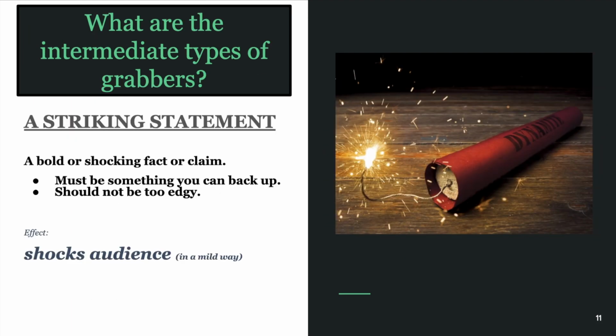An example of an intermediate type of grabber is a striking statement, a statement that kind of has pop to it. So it's a bold or shocking fact or claim. It has to be something you can back up, and it should not be too edgy. If you're not sure if it's too edgy or not, ask the teacher or ask whoever's helping you prepare the speech. The point here is to shock the audience, but in a mild way, not in a jarring way. That mild aspect is important.